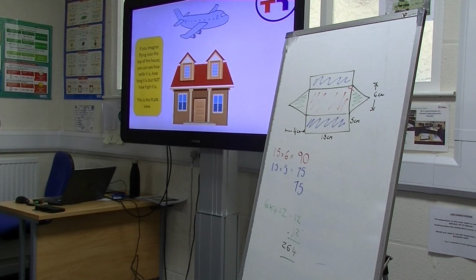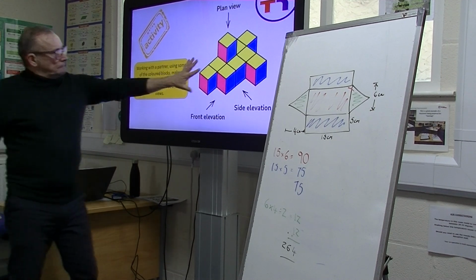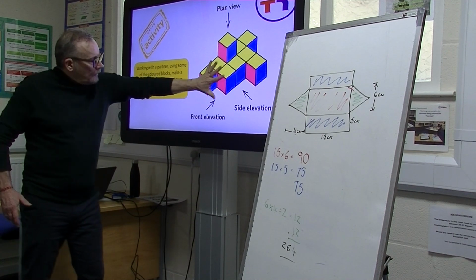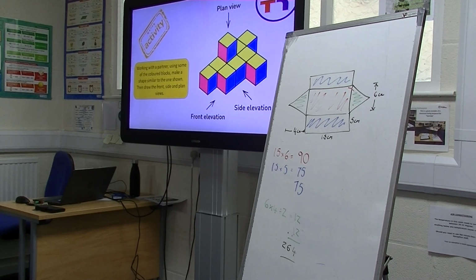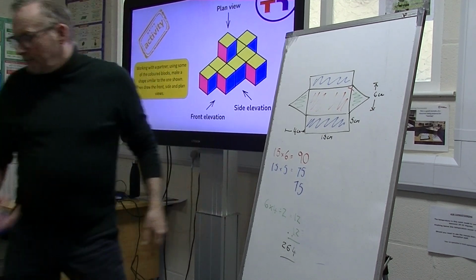So what you've got to be able to recognise is shapes like this. Okay? What's the plan? What's the front? What's the side? Okay, what would that look like as a front? What would it look like as the plan? What would it look like as a side elevation? So we're not going to do the partners with the blocks bit. I'm just going to rub it off on this board.